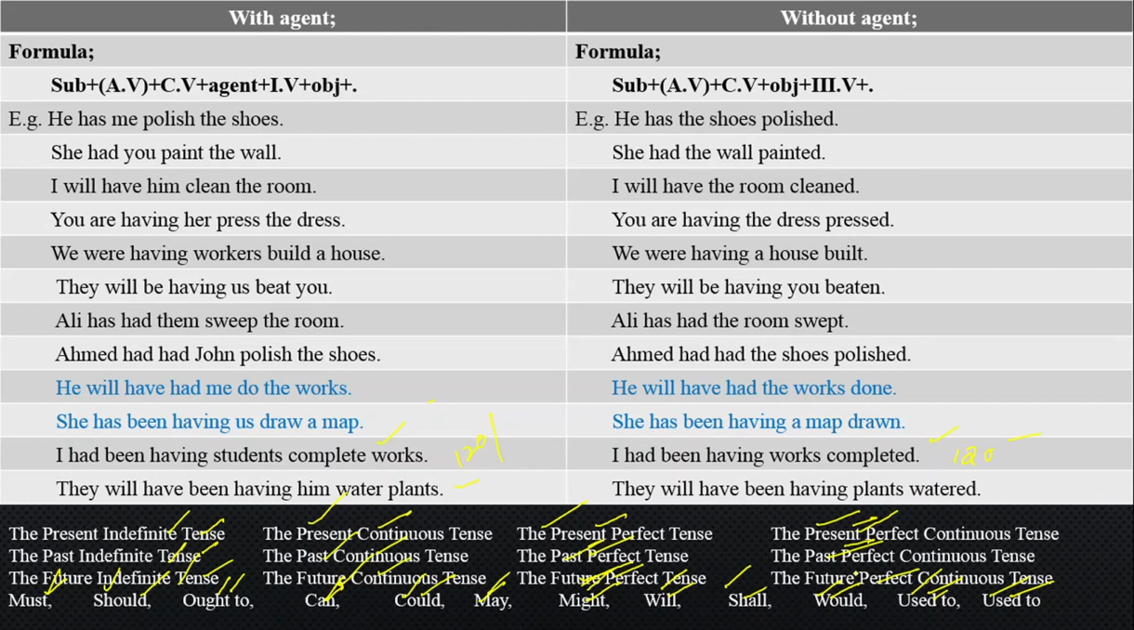They will have been having in water plants since morning. They will not have been having in water plants since morning. Will they have been having in water plants since morning? Will they not have been having in water plants since morning? Won't they have been having in water plants since morning?